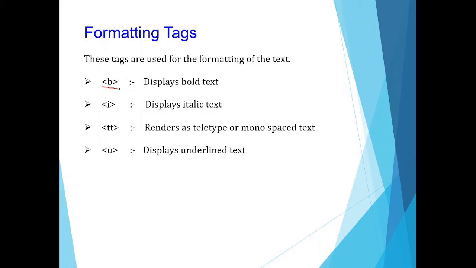The next is U. As I said, U stands for underline. So wherever you mention U, an underline will appear under that specific text. The next is EM. EM emphasizes a particular text. That means wherever you mention EM, that specific text will turn into bold. The next one is big. It displays the text big.